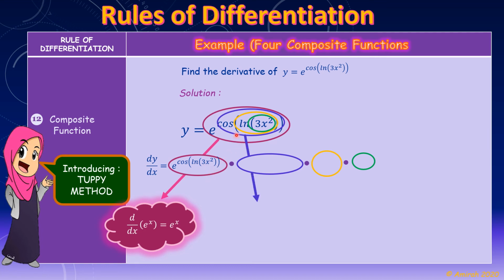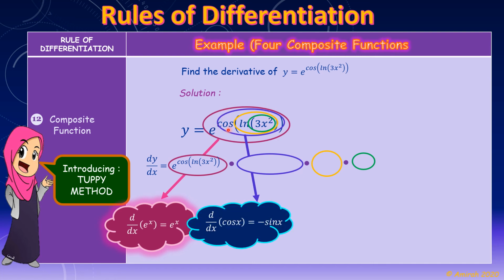After that, we need to differentiate cos ln 3x squared. The outer function inside the blue color now is cos, so we compare with the derivative of cos x, which equals negative sin x. When we differentiate cos of something, we have negative sin of something. In this case, we have negative sin ln 3x squared. We assume our x now is ln 3x squared.